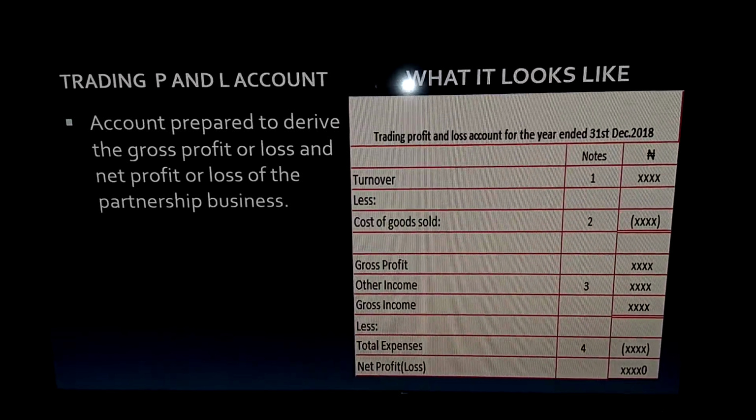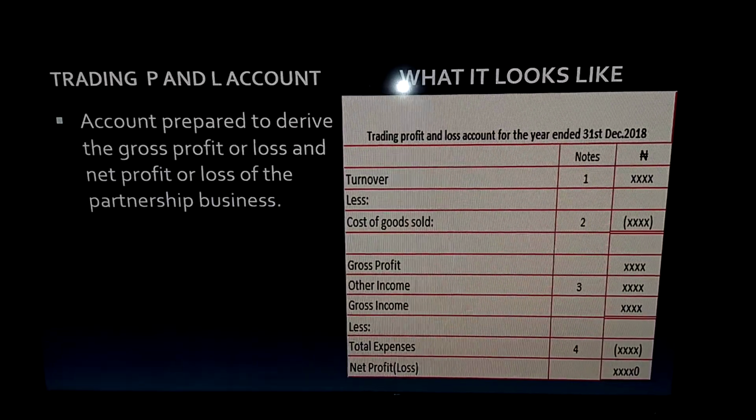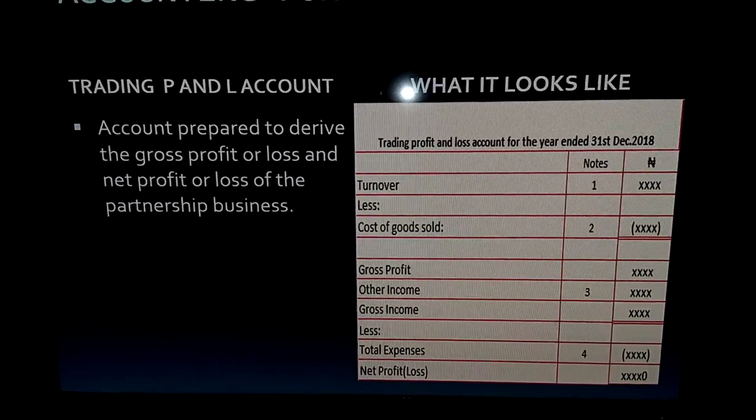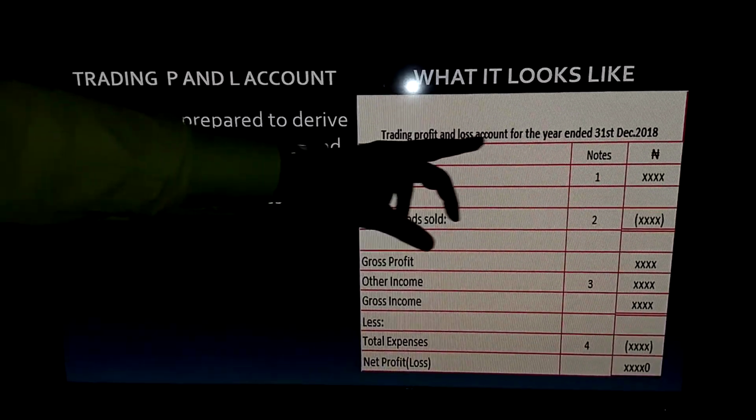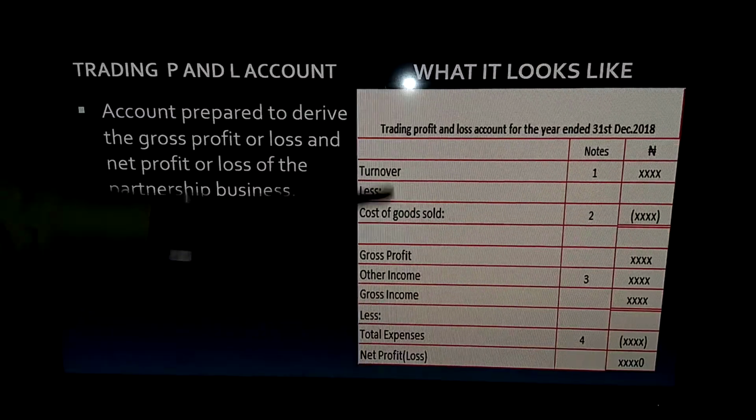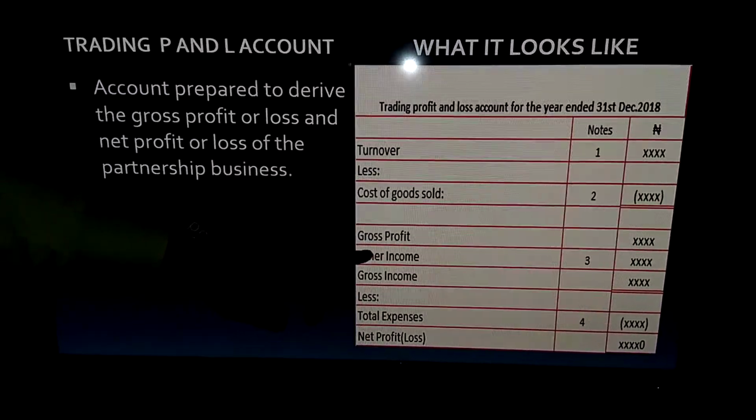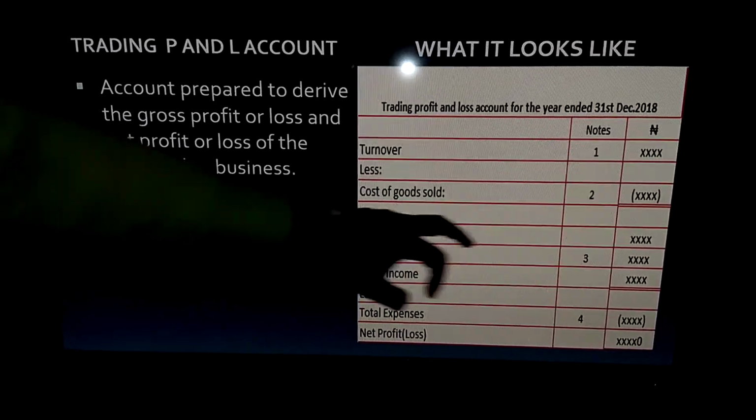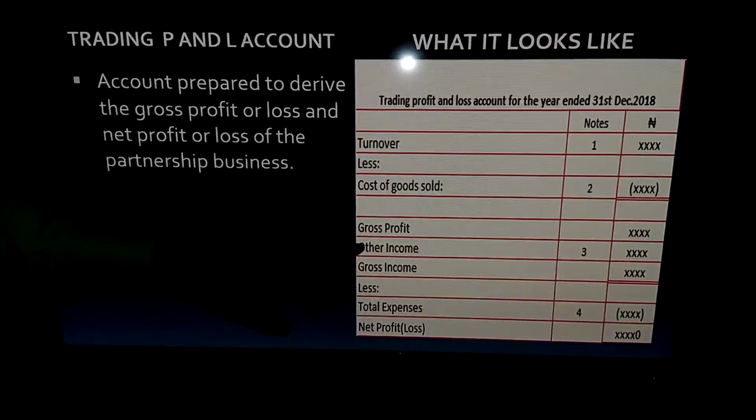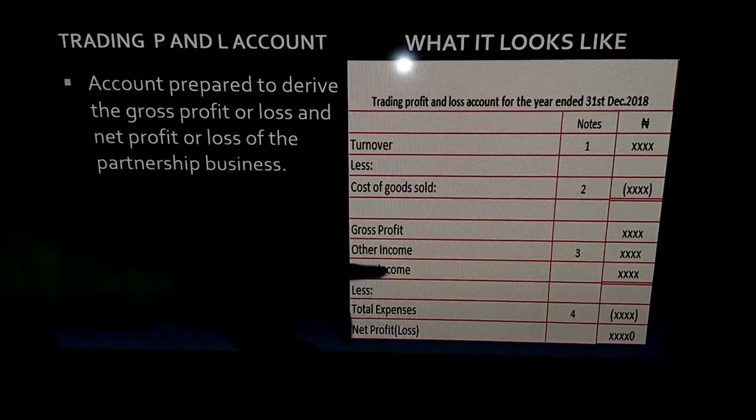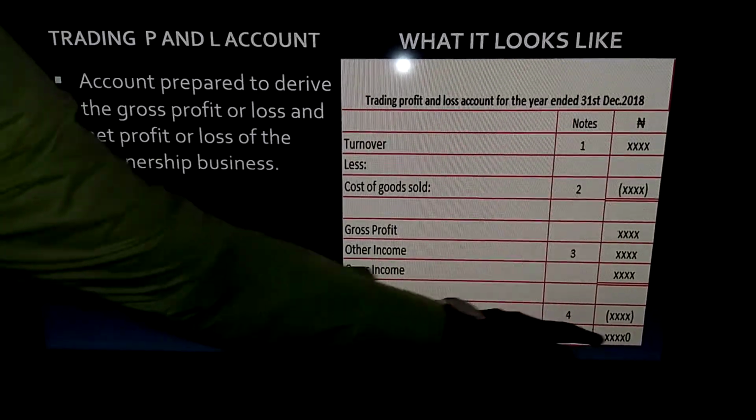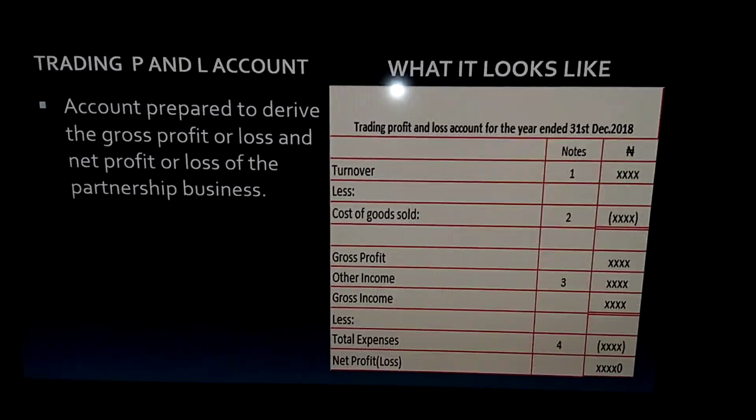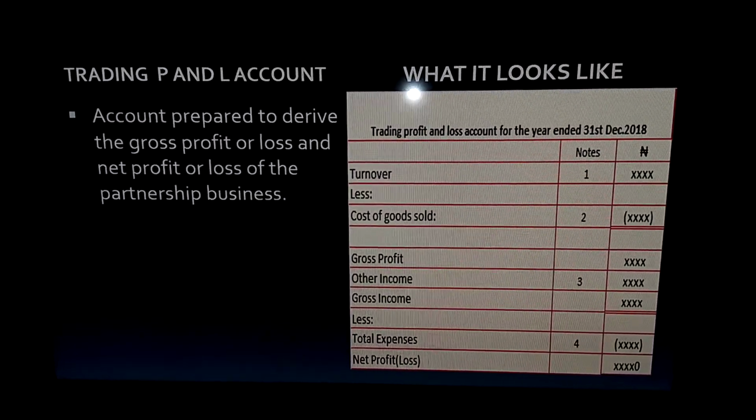Your profit and loss account is to derive your what? Net profit or what? Loss. I told you your trading profit and loss account is a function of your turnover, cost of goods sold, other income, and total expense. So turnover minus cost of goods sold gives you your gross profit. Gross profit plus other income gives you your gross income. Gross income minus total expense gives you your what? Net profit or loss.